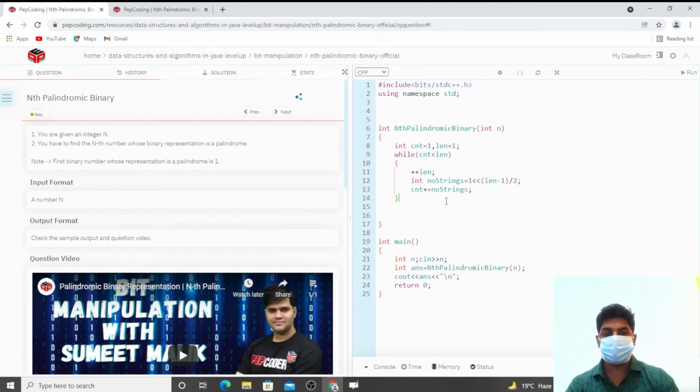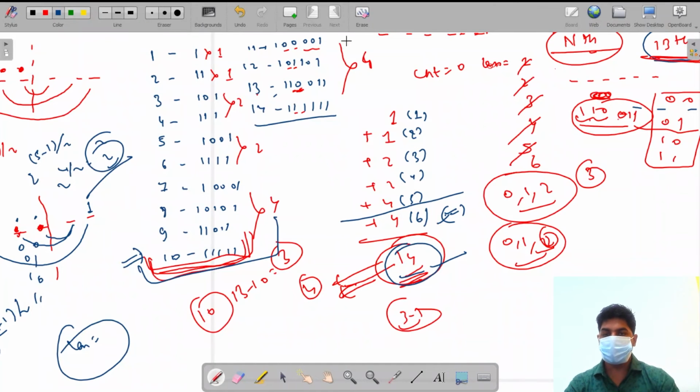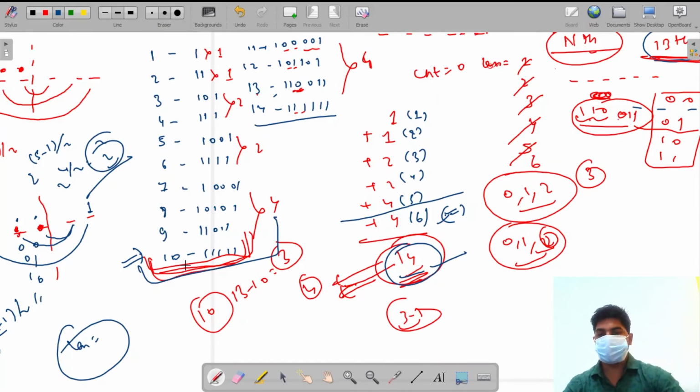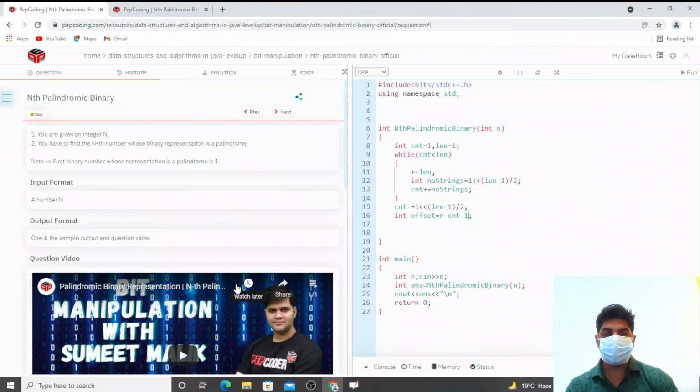Okay, so after this, what we will do? Count minus equals the number of strings in the current length. So count minus (1 left shift of length minus 1) divided by 2. Okay, now offset is what? Offset is whatever our value is, minus this. So that is n minus count minus 1, because 13 minus 10 will give us 3, and we are storing binary of 2, because we are starting with 0, 1, 2. So we will store 1 less than that. We are storing minus 1.